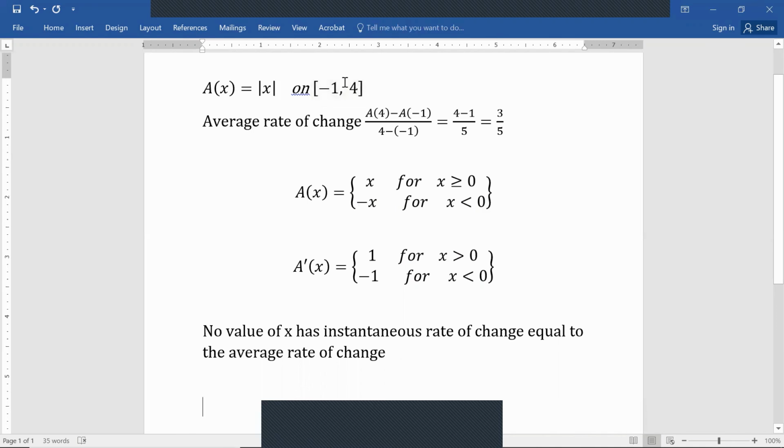I hope you can see that the problem spot here is right at the 0. Because the derivative doesn't exist at 0, that kind of throws my ideas off. So that trouble spot at 0 makes it impossible to find an x value whose instantaneous rate of change is equal to the average rate of change on the interval.